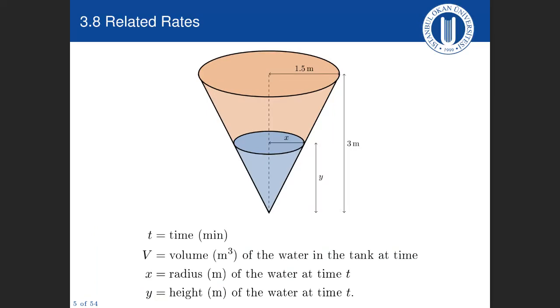We need some variables and we need units. Let t be the time, and we're going to measure that in minutes. Capital V will be the volume of the water in cubic meters. x is going to be the radius of the top of the water at time t, and y is going to be the height of the water at time t. And x and y are going to be measured in meters.